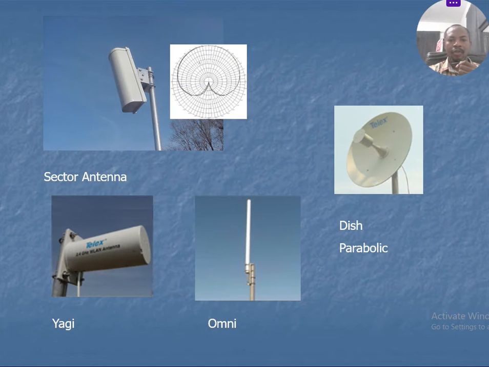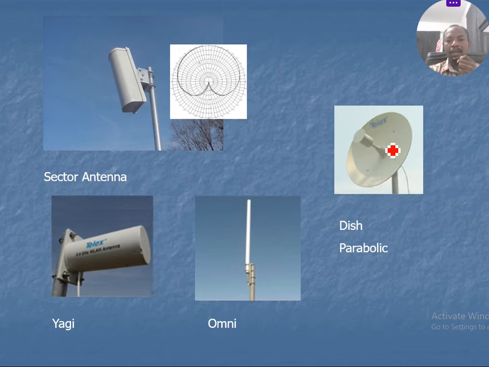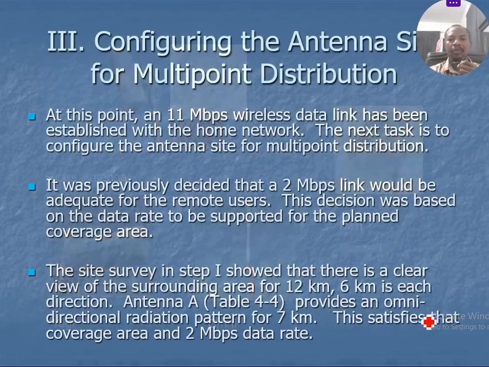Now let's move on. Let's take a look at the pictures of these antennas. Here is a Yagi antenna, which is a directional antenna. This is an omnidirectional type of antenna, which receives and transmits in all directions. And then here is a parabolic dish antenna. Here is a sector antenna, a sectorial antenna. These are the types of antennas we've looked at.